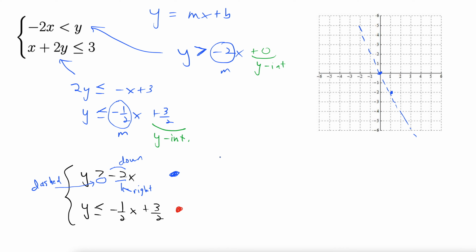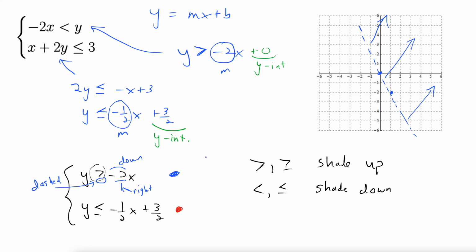And since we're in y equals mx plus b form, we can use this fact that in y equals mx plus b form, greater than or equal to, shade up, and less than or equal to, shade down. Okay, so what do we have here? We have greater than, so that's going to be up. So let's just carefully shade up. I'm not going to overdo it because our actual answer is only where these overlap. Alright, on to the next one.